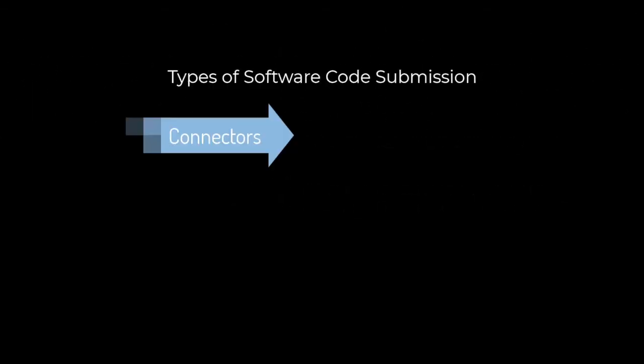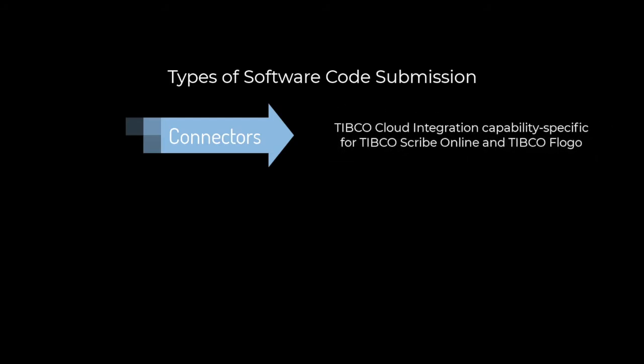There are two types of software code submissions you can make to the marketplace. A connector is a piece of software used to move data between specific applications using those applications' APIs, SDKs, or third-party libraries. These connectors are TIBCO Cloud Integration Capability Specific for TIBCO Cloud Integration Connect, powered by Scribe, and TIBCO Cloud Integration Develop, powered by Flogo.